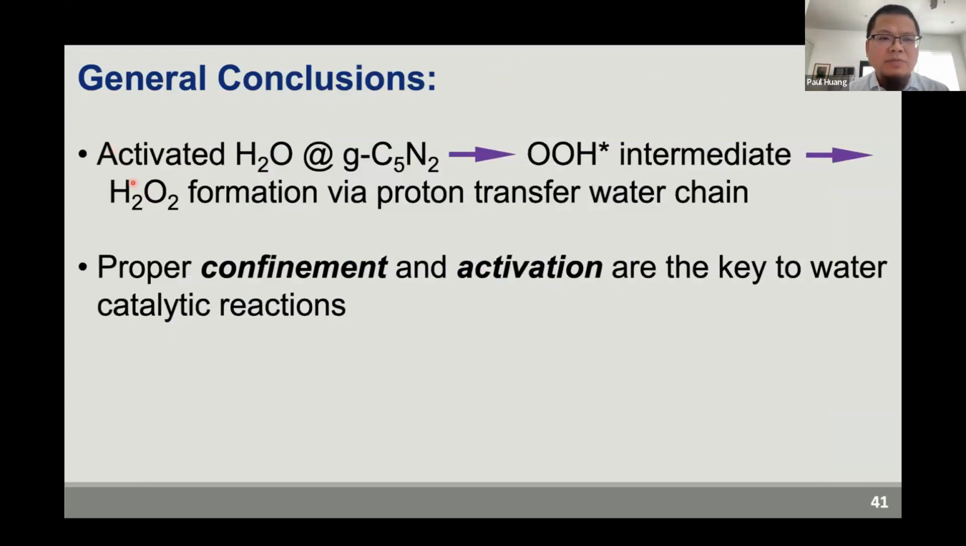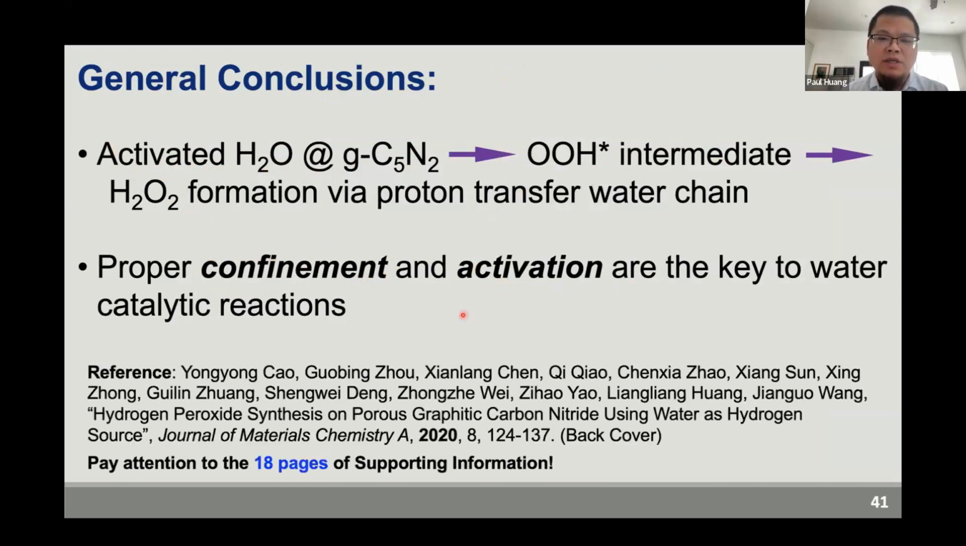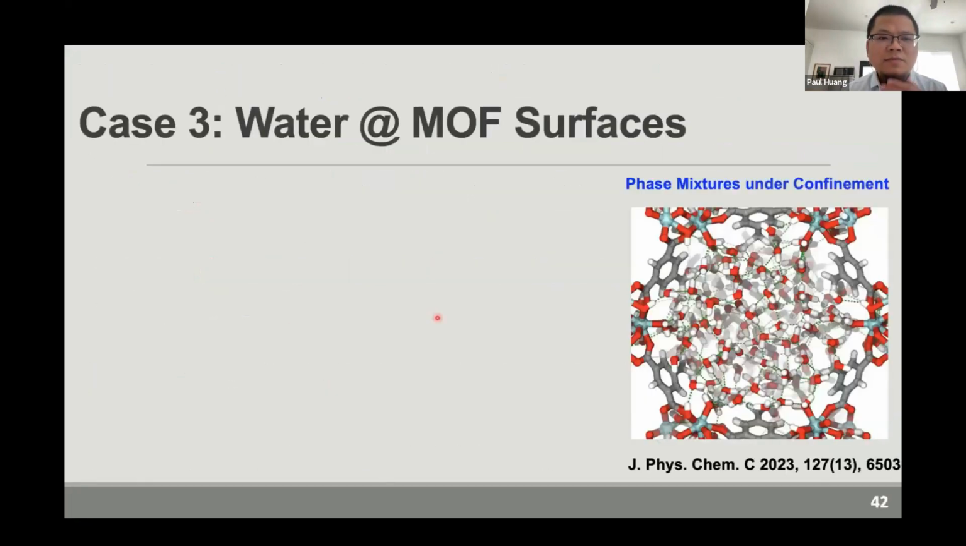So here I'm going to skip that. Basically, this is the step: activation, intermediate, and then the proton transfer. And of course, we have to realize that the proper confinement to have the proper activation would be really important. And that is the paper. If you are interested, please feel free to read and download the relevant information. So this is the second example. Water is not only there to form the perfect layer, but when you change the solid, they are going to form very different interactions, activated and with other friends ready to donate through the proton exchange mechanism.